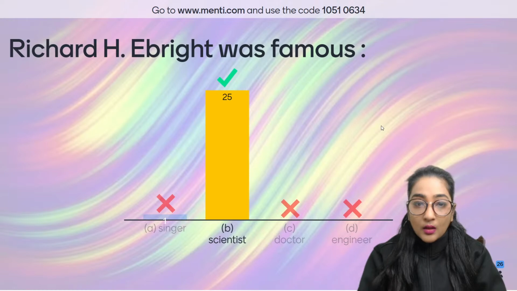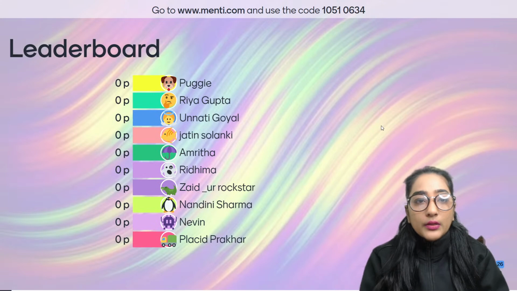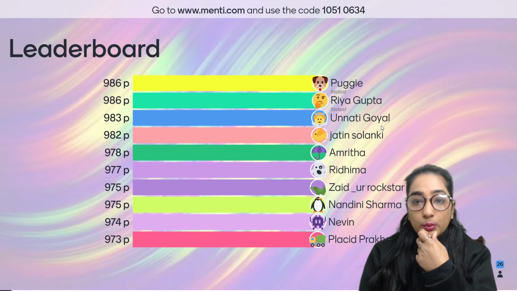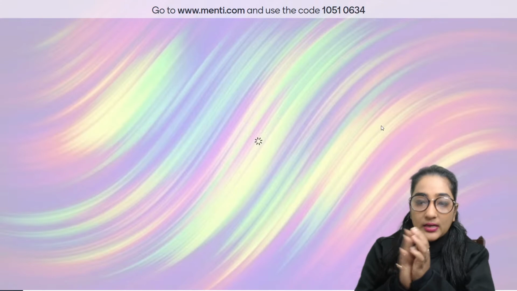Let's have a look at the leaderboard. Who all are there on the leaderboard? I have got a lot of students. Let's see. Puggy is at the first position, and then Rhea. Puggy and Rhea, you guys are the fastest ones. Then Unati, Jatin, Amrita, Radhima, Zen, Nandini, Nevin, and Placid Prakhar. Great. Now we are moving to the next question. Let's have a look at the question.